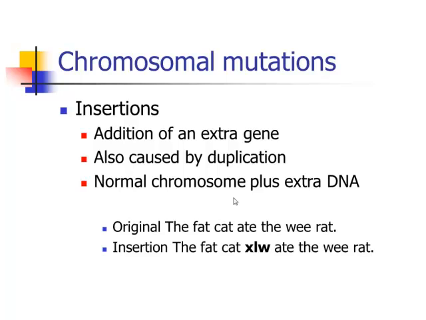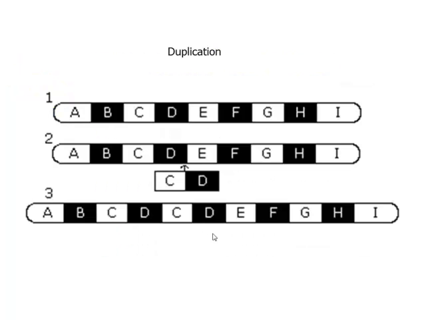So here's our sentence, and I'm just going to add in this extra DNA that came from somewhere. So now my chromosome is longer, and of course when I go to find my gene to do protein synthesis, I'm not able to go to the right spot because there's something else that's not supposed to be there.